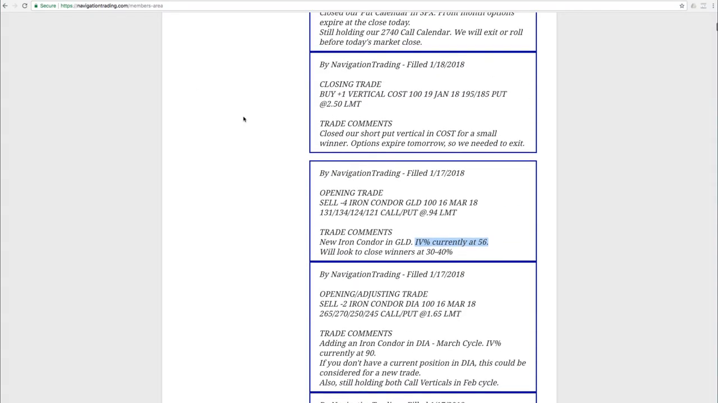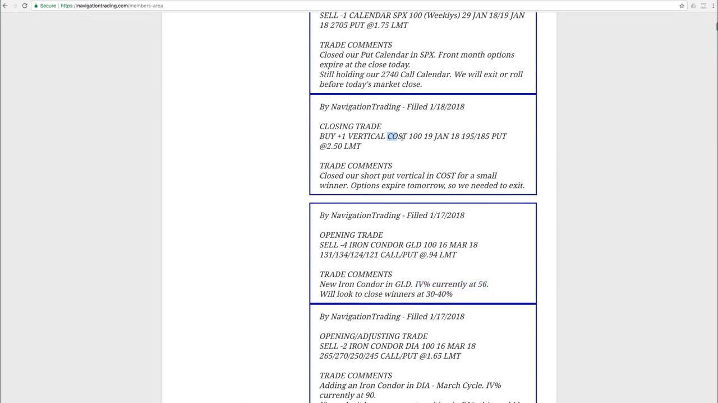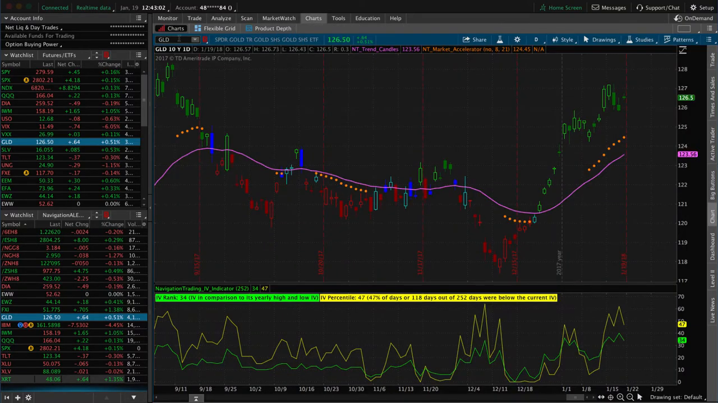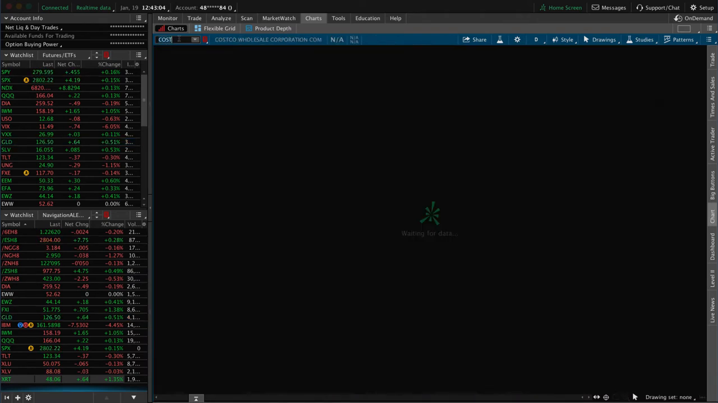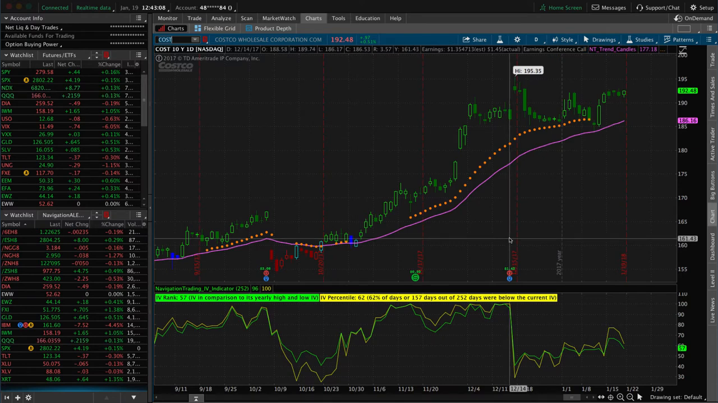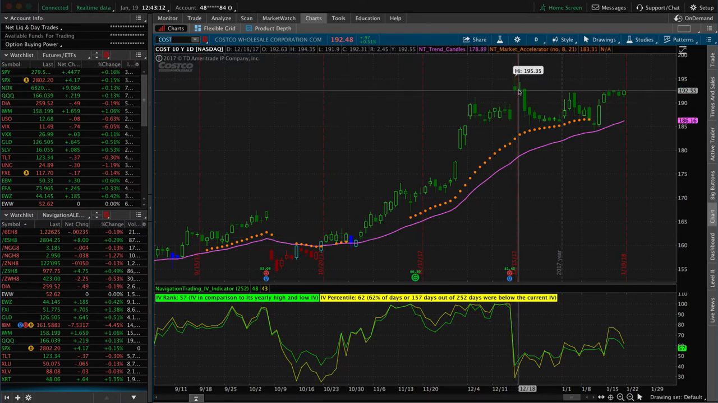Next trade was a closing trade in Costco. So this is one that we put on a while back, and this was actually a post-earnings short put vertical that we put on in Costco. So after Costco announced earnings right here back on December 14th, stock price popped up, and typically when that happens, if it pops up above its expected move, it's typically going to grind sideways to higher.